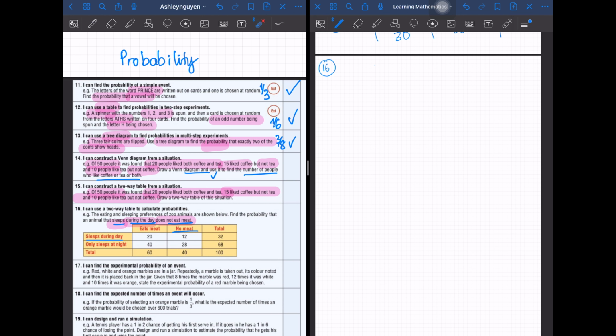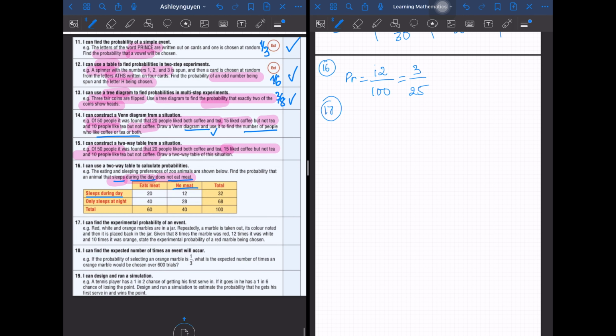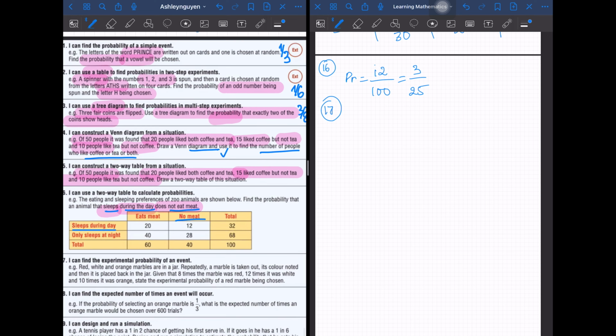We have 12 out of the whole population, out of 100. Simplify by 4. 12 divided by 4 gives 3. 100 divided by 4 gives 25. All good. That question was a bit short. Move on to the next one, 17.